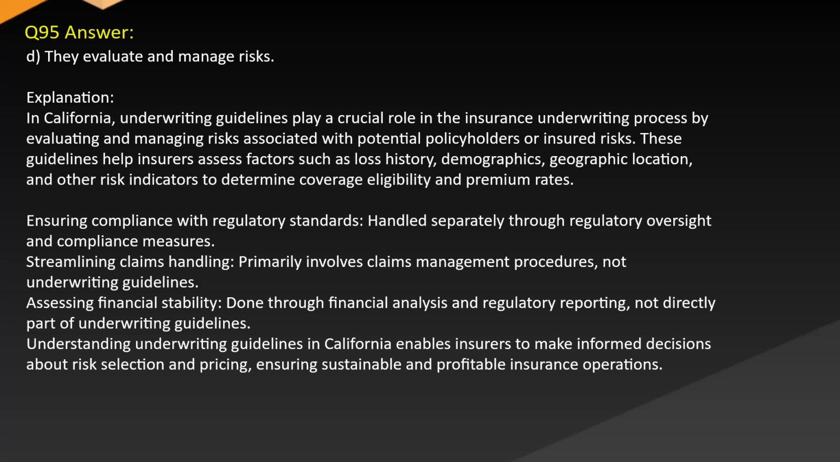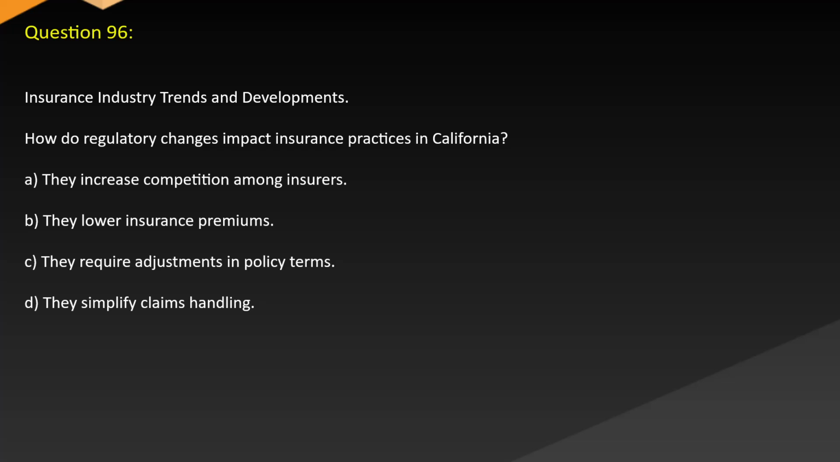Streamlining claims handling primarily involves claims management procedures, not underwriting guidelines. Assessing financial stability is done through financial analysis and regulatory reporting, not directly part of underwriting guidelines. Understanding underwriting guidelines in California enables insurers to make informed decisions about risk selection and pricing, ensuring sustainable and profitable insurance operations. Question 96. Insurance industry trends and developments.